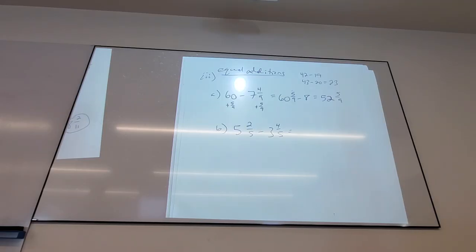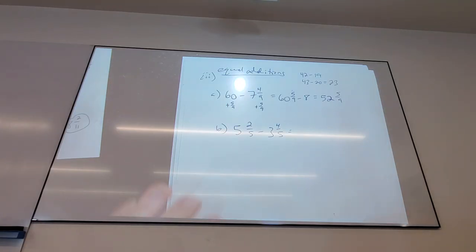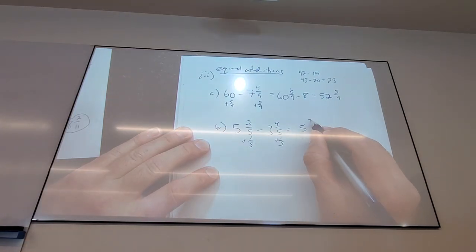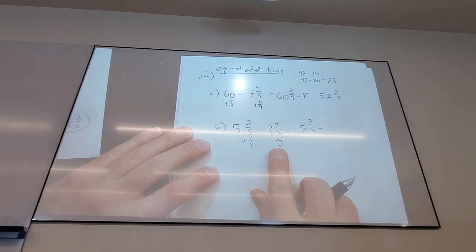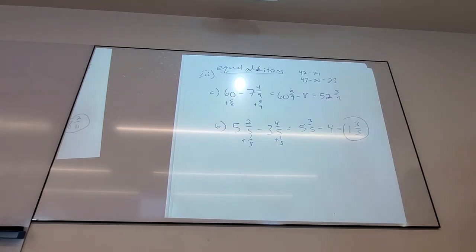Grace has got it locked in. 1/5. So if I add 1/5 to both, what's 1/5 plus 3 4/5? 4. And then what's 5 3/5 minus 4? 1. Done, yes.